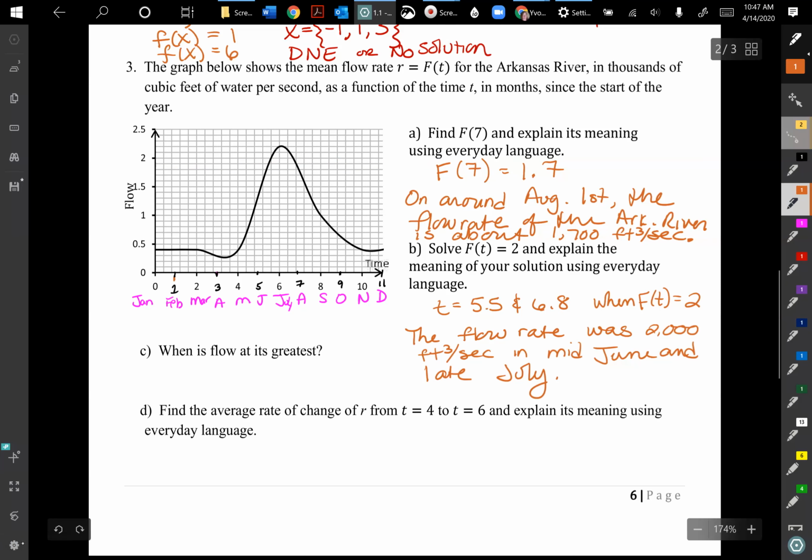Okay, so we have for an answer T equals 5.5 and 6.8 when F of T equals 2. So I just drew my line across and then looked down. And we're just estimating approximately what it would be. It does not have to be perfect. Again, if I look at my line, it's late July, pretty close to August, but the flow rate was 2,000 cubic feet per second in mid-June and late July.